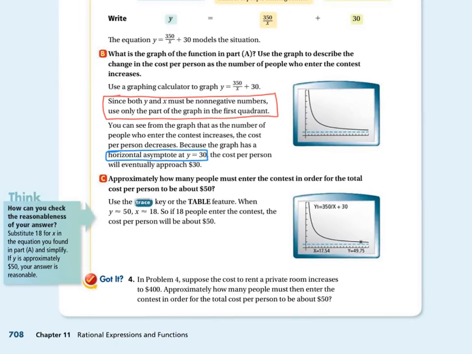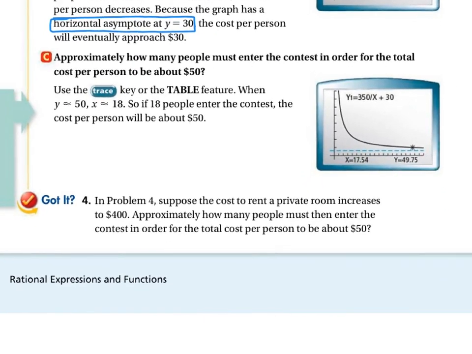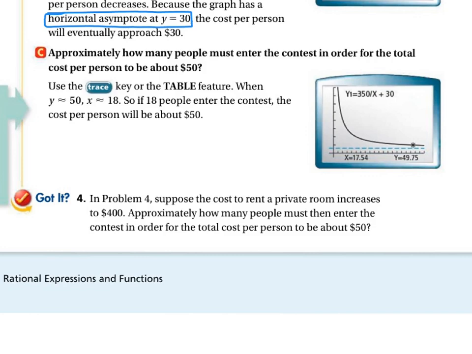So part C, approximately how many people must enter the contest in order for the total cost to be about $50? If you were doing this on your calculator, you could use the trace feature where you're tracing along the graph, or you could look at your table, and basically it works out to be about 18 people, then it's about $50.